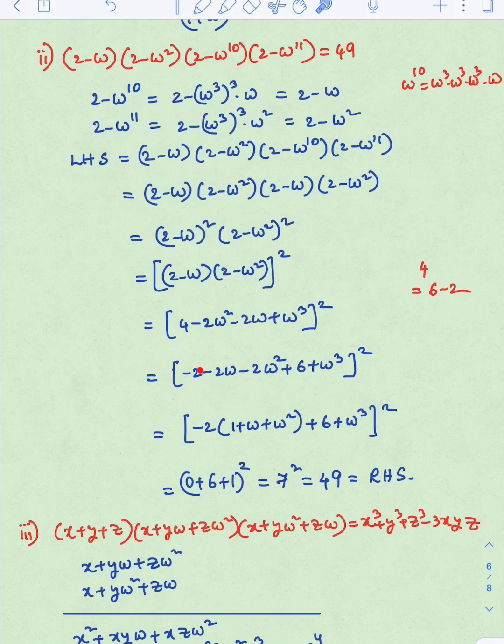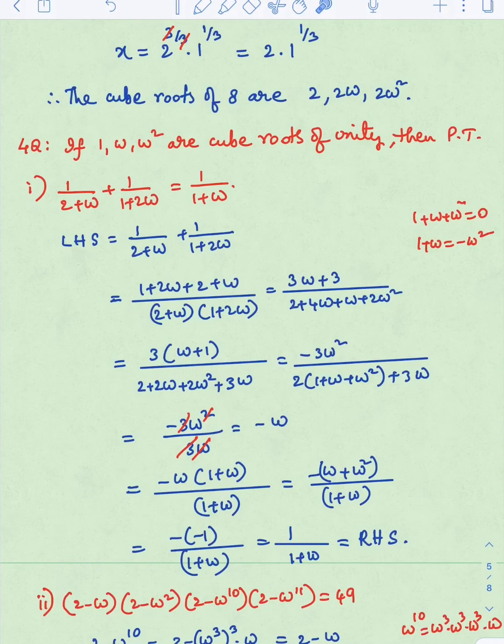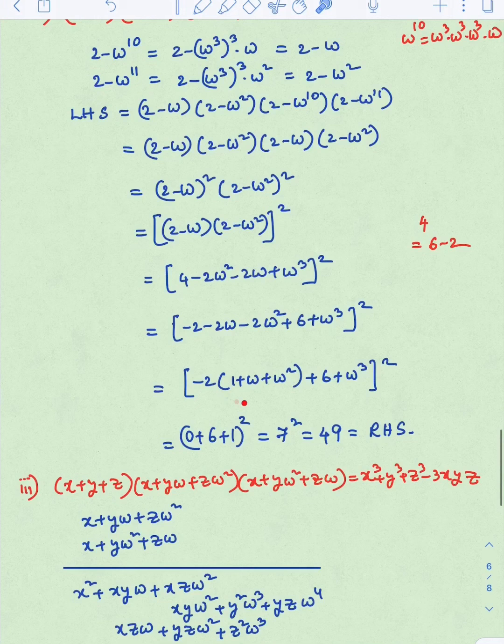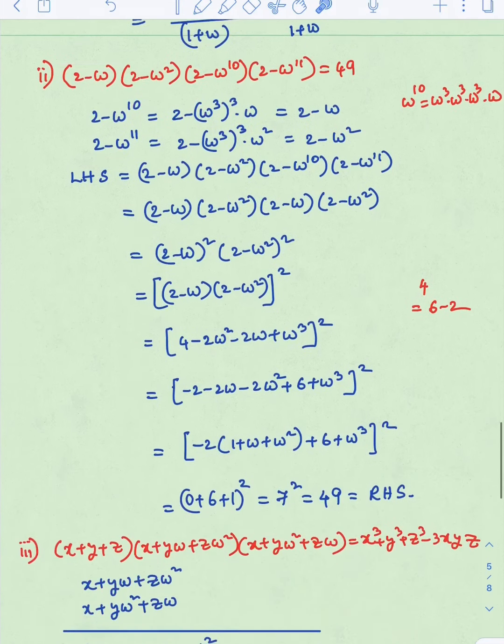And when you take minus 2 common, inside of the bracket, here 1 remains. Here omega square. Its value is 0. You can see in the previous problem here. That's why it will become 0. Here 6 plus omega cube is 1. 6 plus 1, 7 square. 7 sevens are 49, RHS. You can see that here.